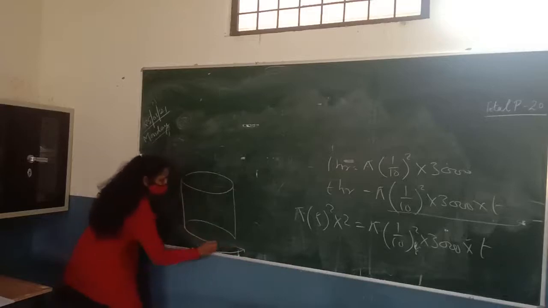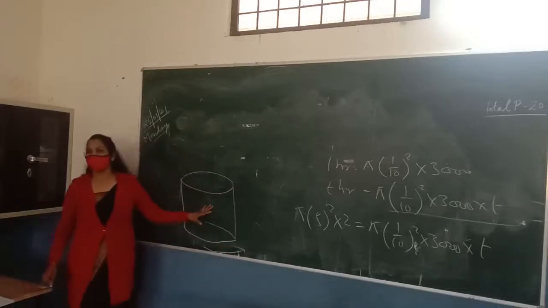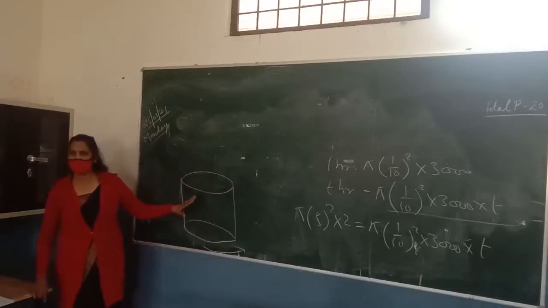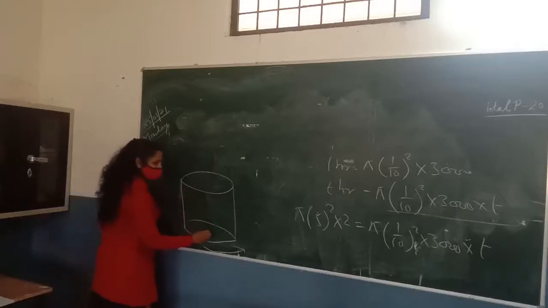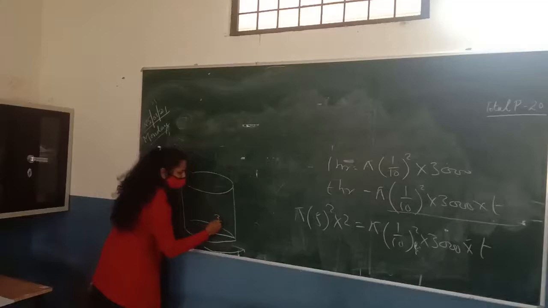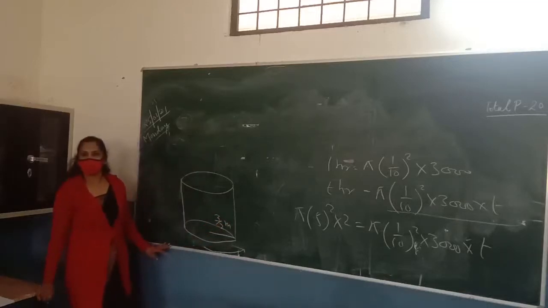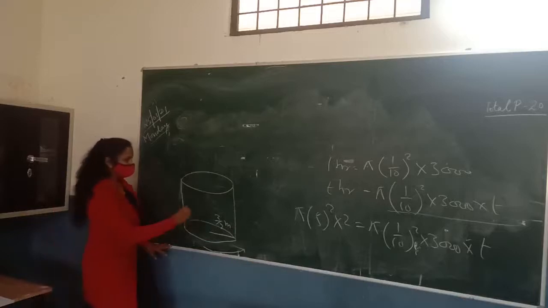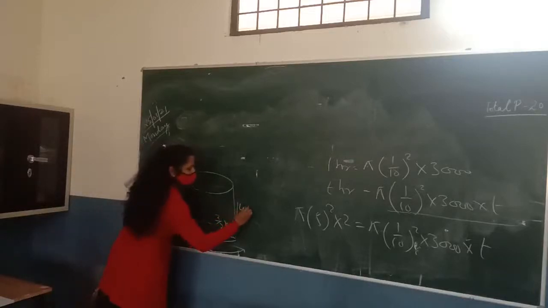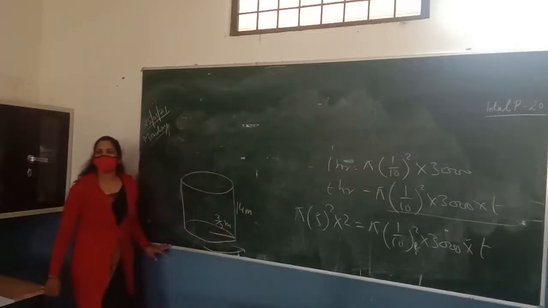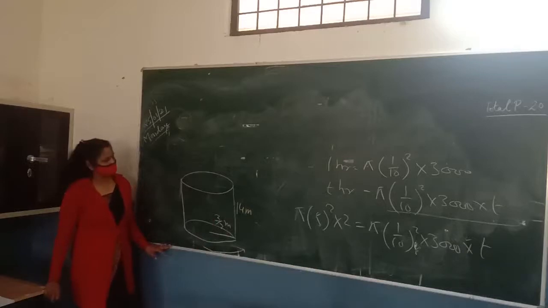A well of diameter 3 meter is dug 14 meter deep. This is the well having the diameter of 3 meter. So radius will be 3 by 2, 3/2 is the radius of this well. 14 meter deep. The depth of the well is 14 meter. The earth taken out of it has been spread evenly all around it in the shape of a circular ring of width 4 meters to form an embankment.